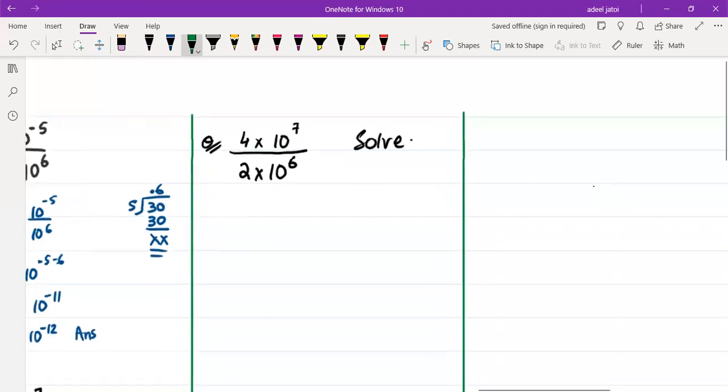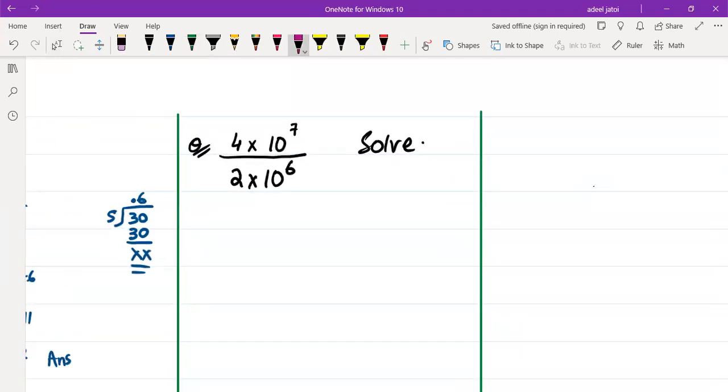Let's just do another example. It says 4 into 10 to the power 7 upon 2 into 10 to the power 6. So that means 4 upon 2 into 10 to the power 7 minus 6. This should be 2 into 10 to the power 1. So 2 into 10 to the power 1 is 2 into 10. So the end result to this would be 20.